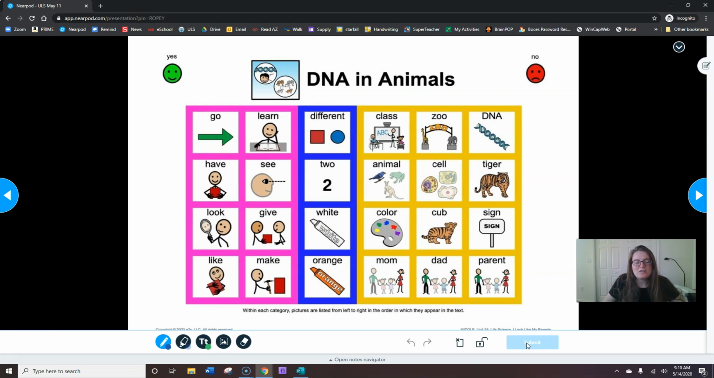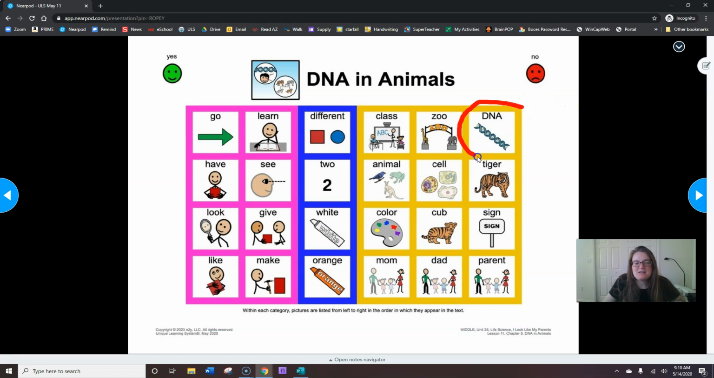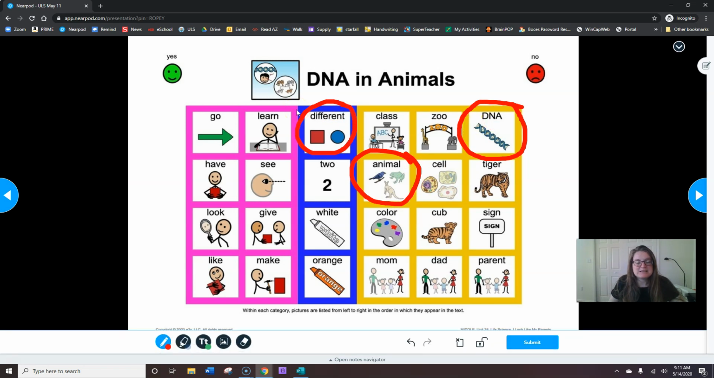Now, we learned about how DNA makes animals different. So let's circle those words. I'm going to change to red. DNA makes animals different. So let's circle DNA makes animals different. DNA makes animals different, just like DNA makes people different. Some people are tall and some people are short. Some people have red hair or blonde hair or brown hair or black hair. So DNA makes animals different, just like people.